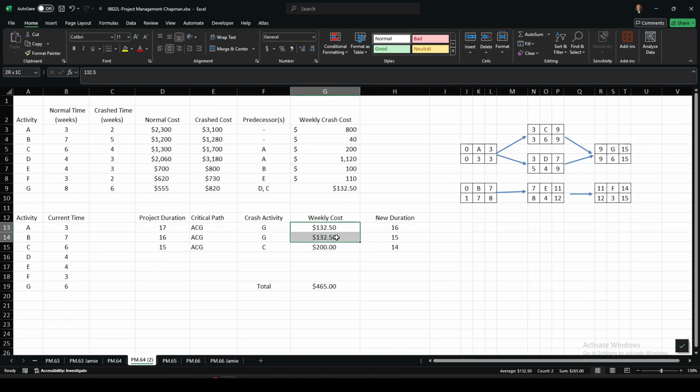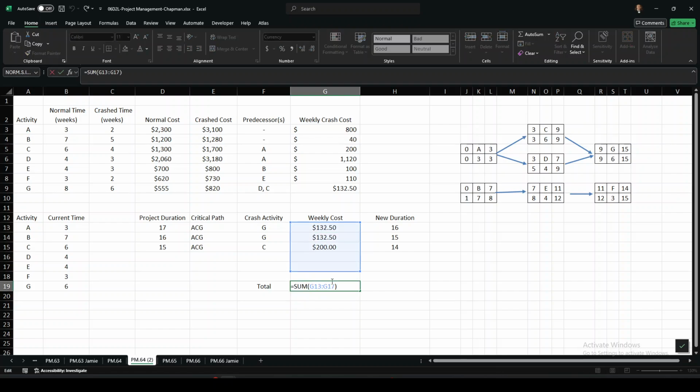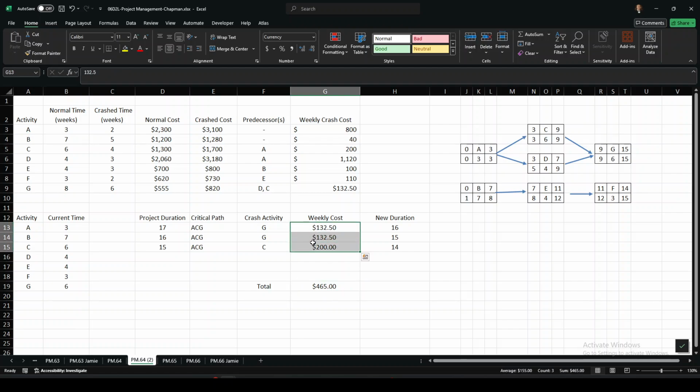And then all we have to do is sum up this weekly crash cost, which I've done right here. And that is the crash cost. So if we pay $465, we can shorten the project by 3 weeks. If we pay $465, we can shorten the overall project from 17 to 14 weeks.